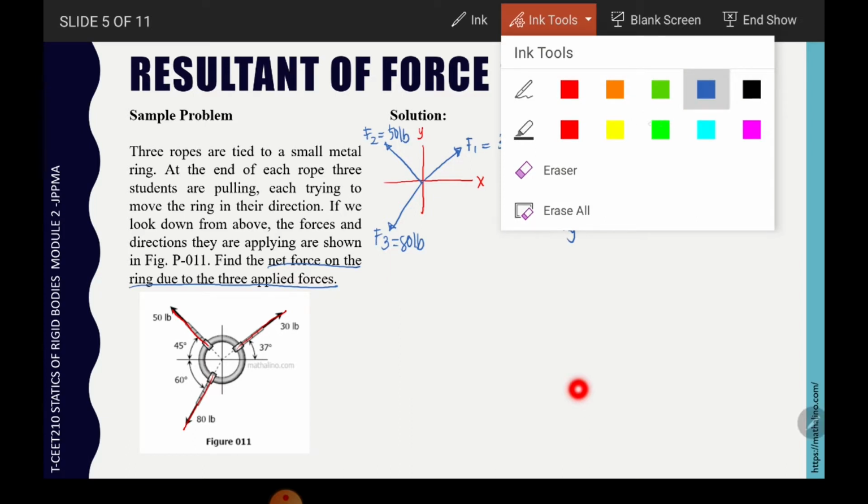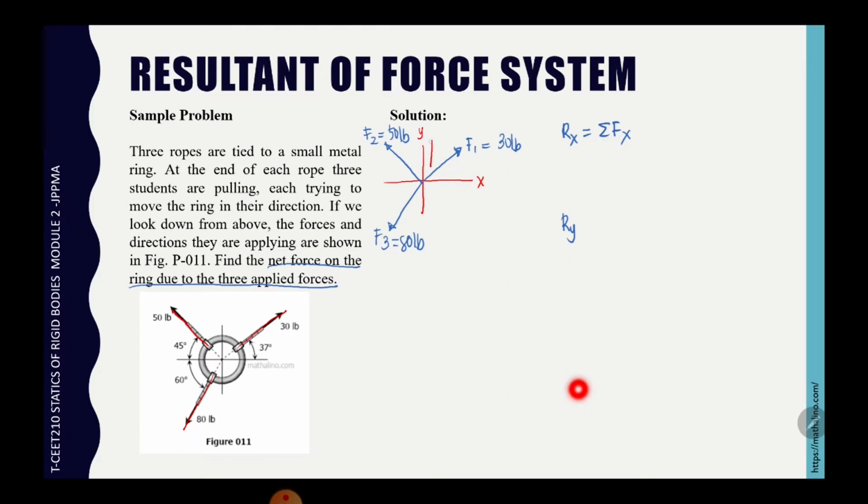Ito po. Makita natin dito. Meron dyan na tinatawag na F1X, F1Y. So, sa F1X and F1Y, meron din dito si F2Y and F2X. Meron din dito F3X and F3Y. Ayan. Para makuha mo yung summation of forces, ito yung magiging formula niya.